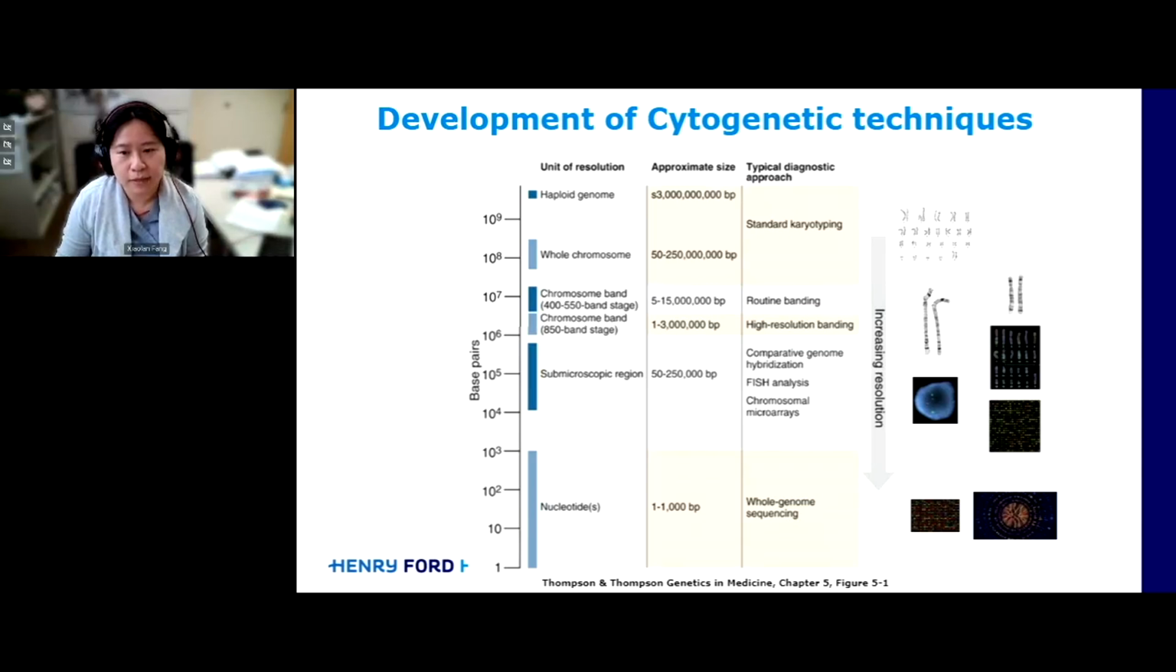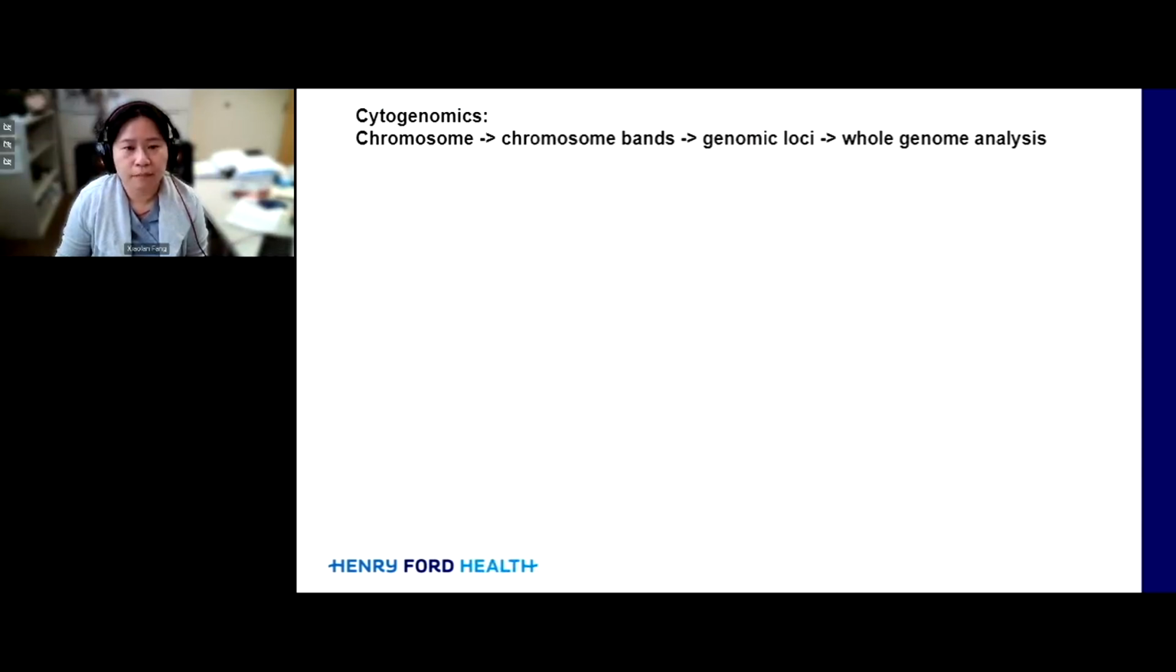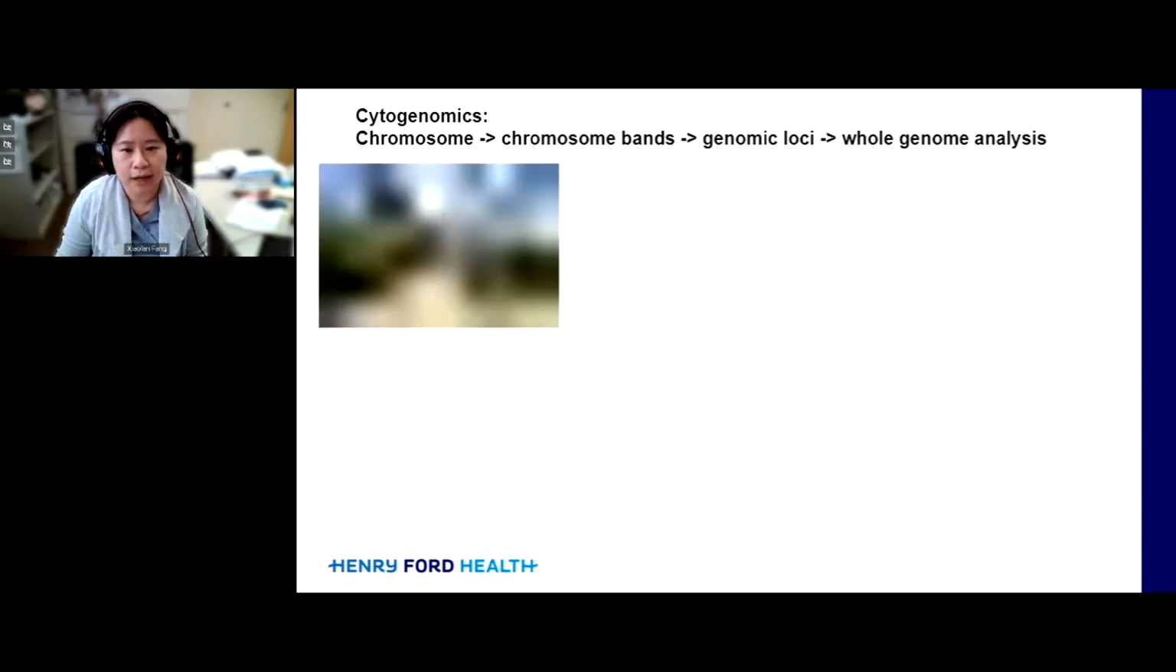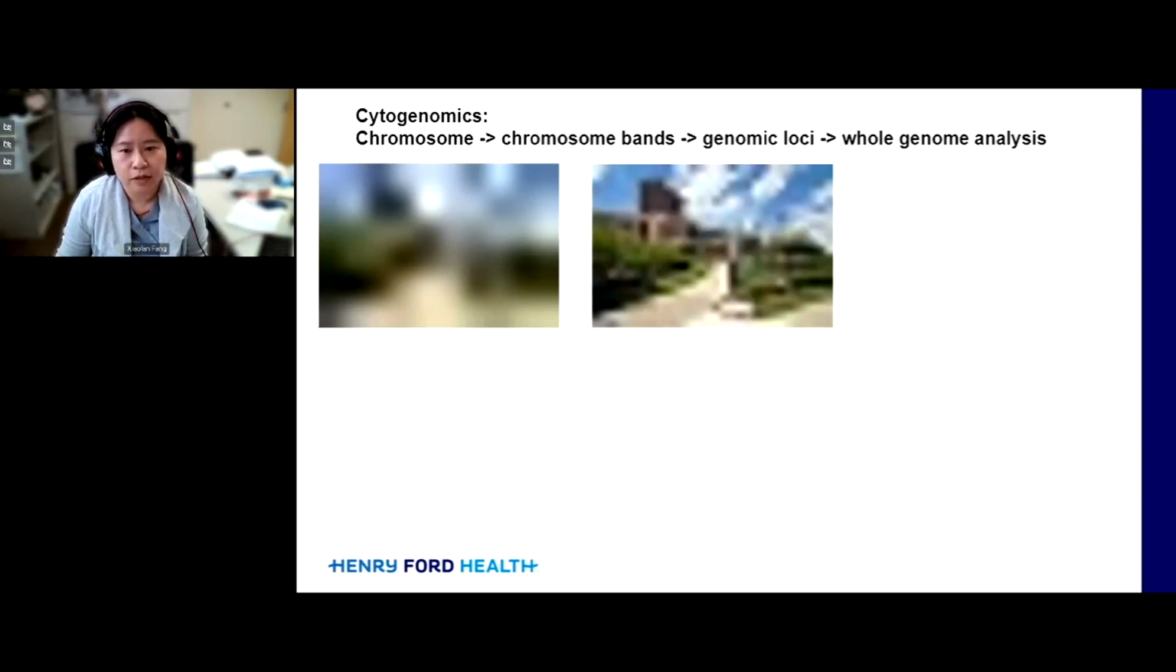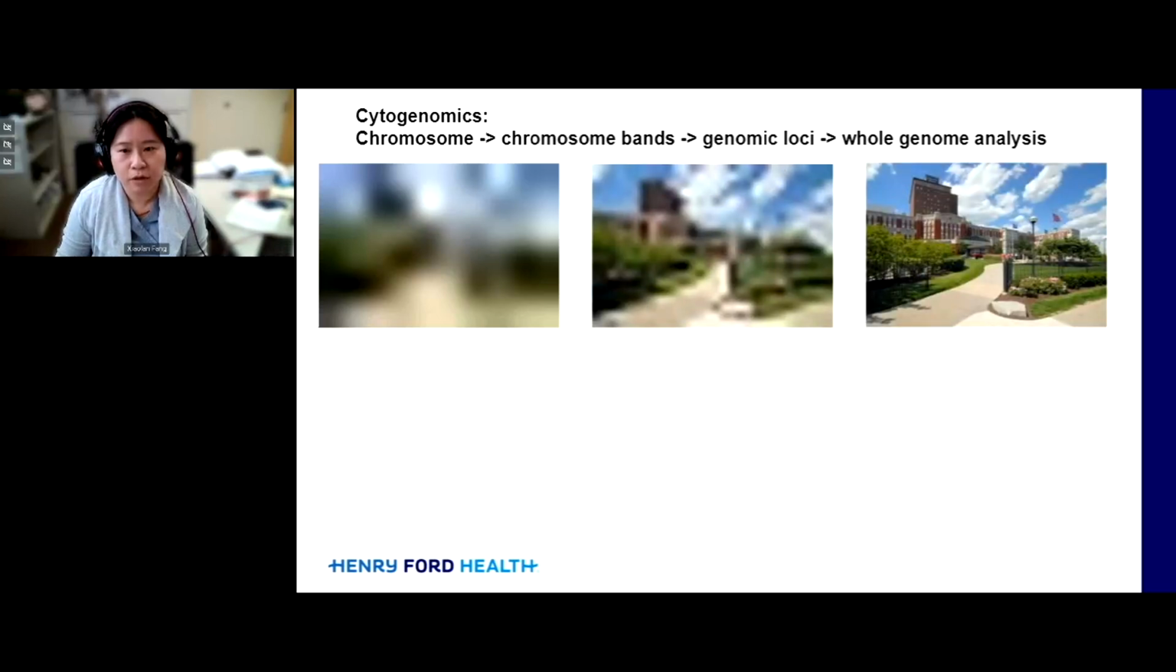So you can see through all those techniques the development of cytogenomics from chromosome to chromosome bands, genome loci, and whole genome analysis. We always start from the big picture, just with low resolution at the chromosome level, and then genomic loci level, increase the resolution, and finally we have the whole genome analysis. So we have high resolution of the whole picture.